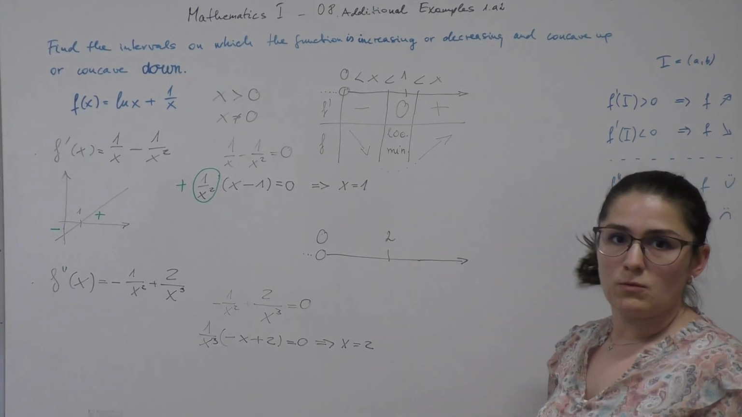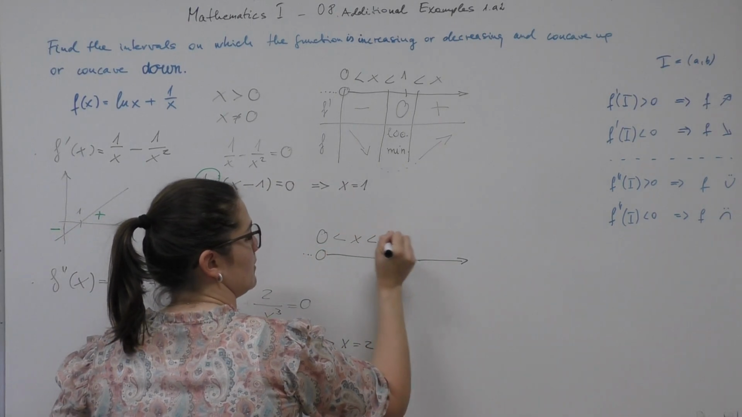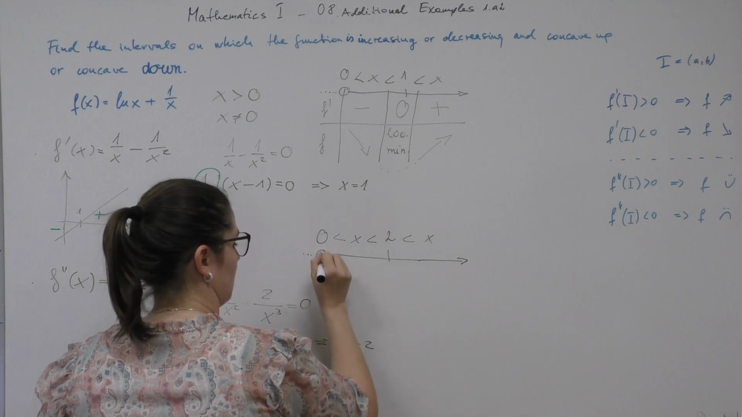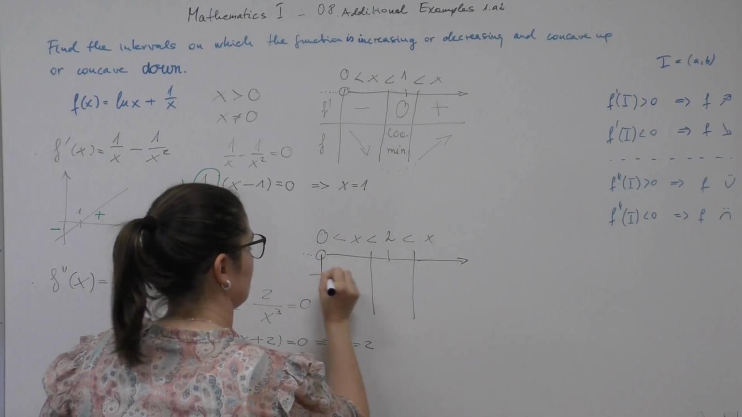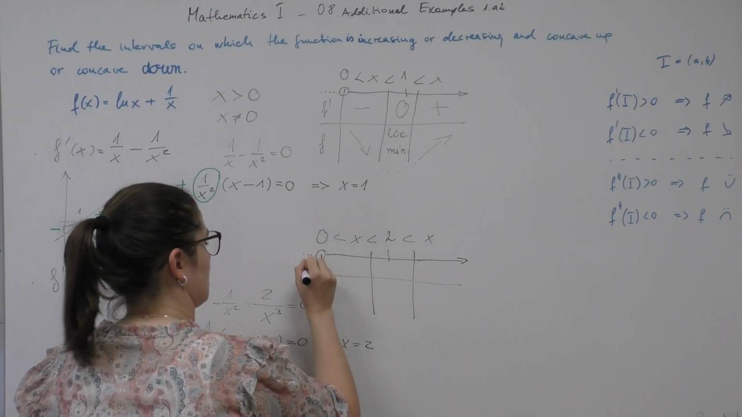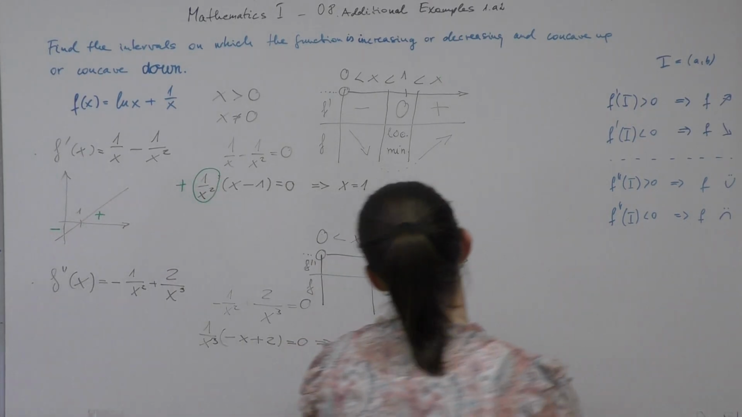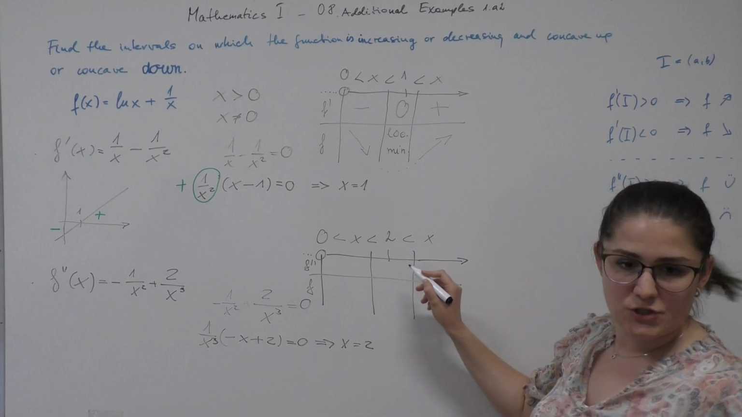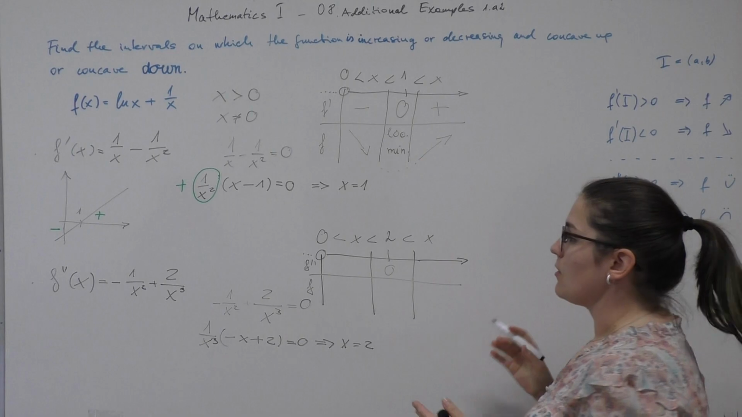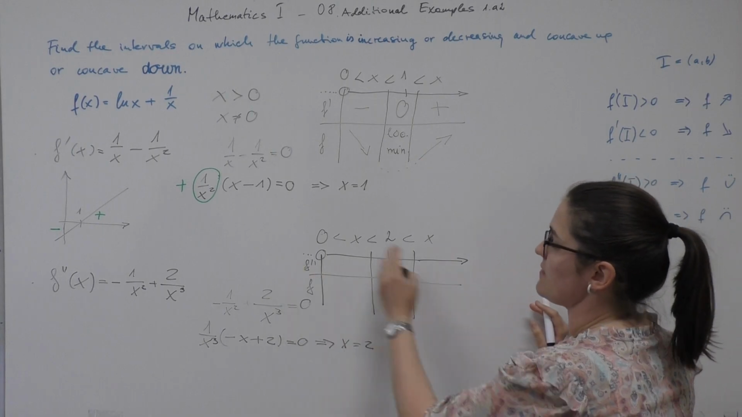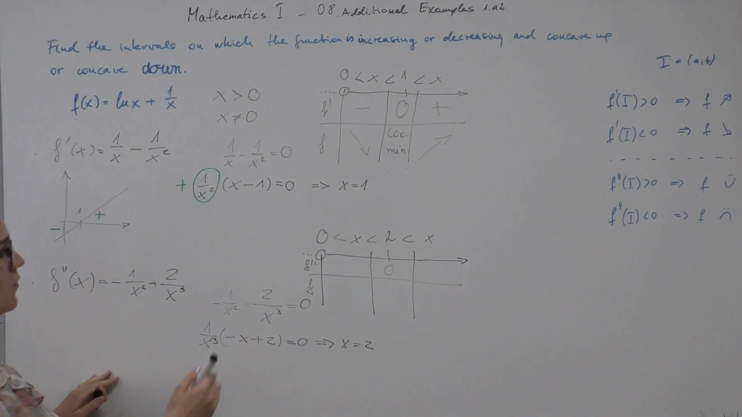Okay. Now we make our table like this. Here will be the second derivative, here the original function. And we've already seen that at 2, the second derivative will be 0, and what we check now is the signs of the second derivative before and after 2, and for this we have to come back to this form.